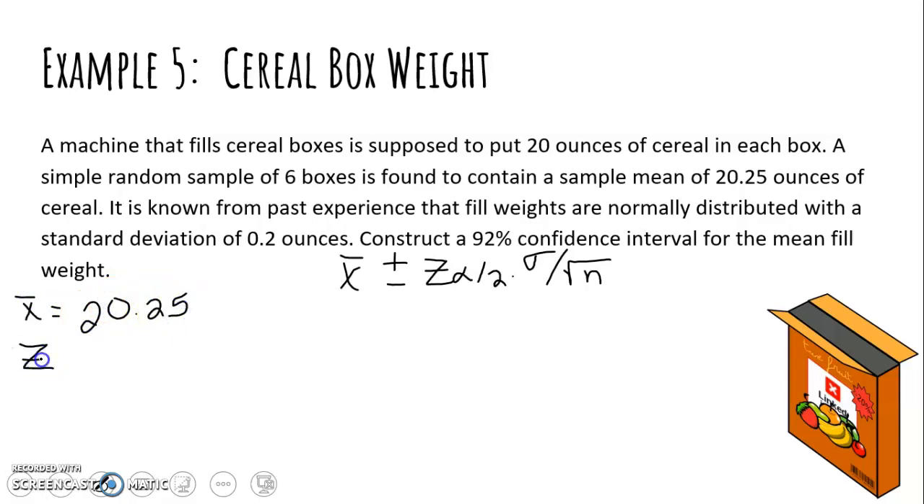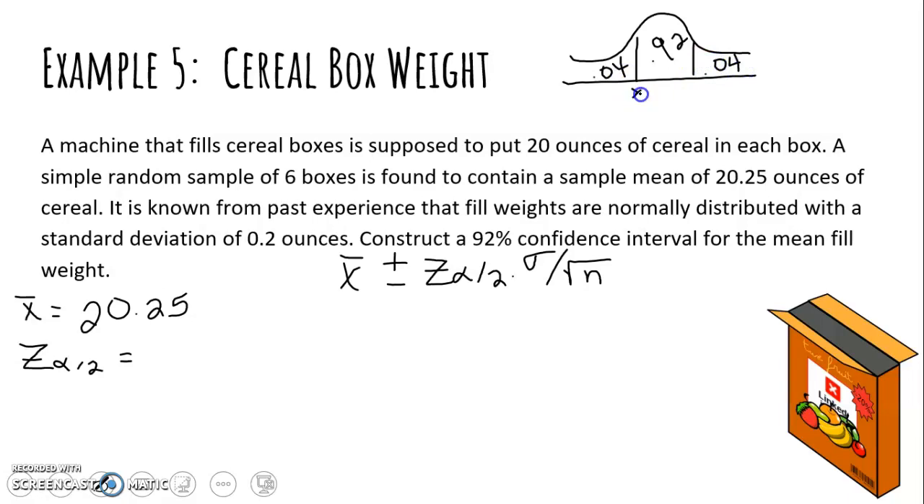We need to find our critical value. We don't know what that is. What we do know is that our confidence level is 92%. So we can use that to find our critical value. So 92%, that's the center of our curve there. So if 92 is in the middle, that means there's 8% on either side, because the whole thing has to add up to be 100%. So that means this side is 4% and this side is 4%.